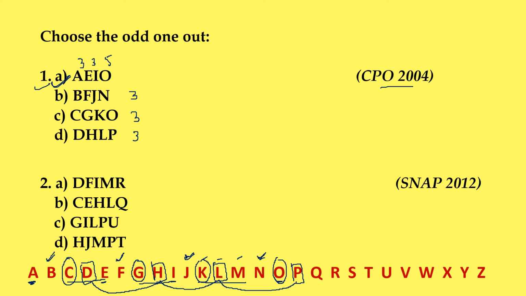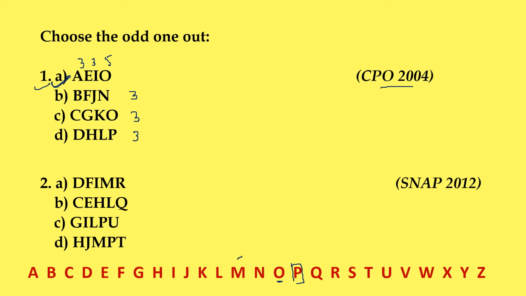The second question is DFIMR. Let me clear the screen so that things don't get messed up here. So before we begin with the second question, okay, now it's fine. Now in the second question we have D, F, I, M and R. So what is the difference? Between D and F we have 1 letter. Between F and I we have 2 letters. Between I and M we have 3 letters, and between M and R we have 4 letters. So there's a non-uniform difference of 1, 2, 3 and 4 letters between the given letters.